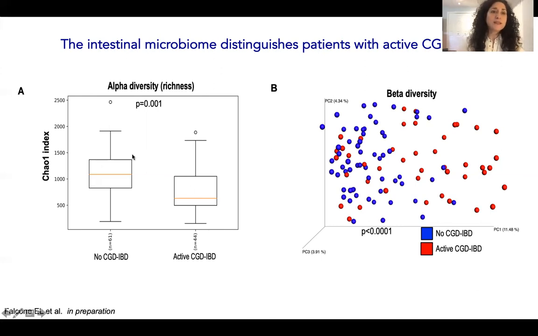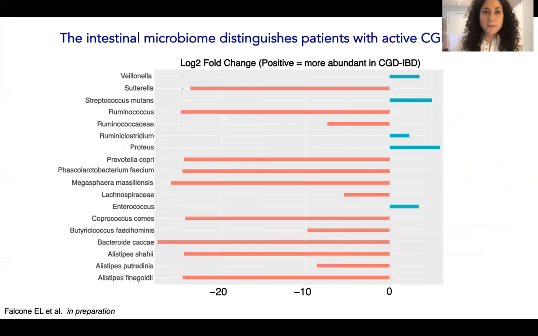When we look at the alpha diversity or microbial richness, we see that samples from patients with active CGD-IBD are less rich. There's less microbial diversity. When we look at the beta diversity or the microbial composition, we see that samples from patients with active CGD-IBD clustered together and separately from samples from patients who do not have CGD-IBD.